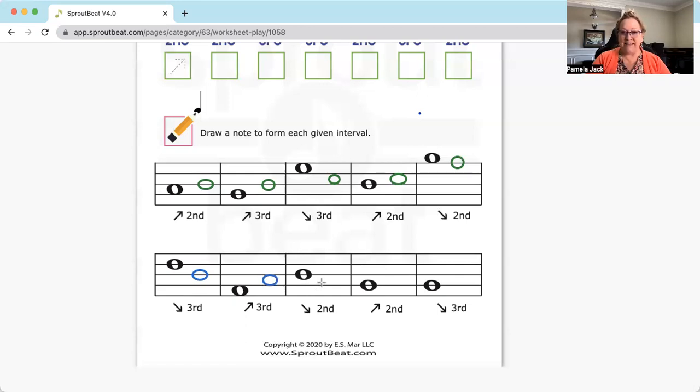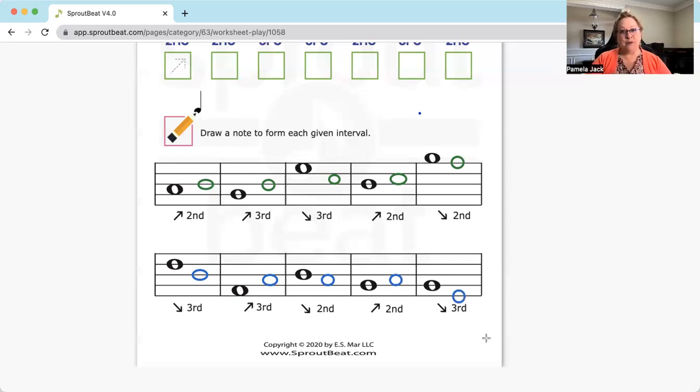A second, going down. The very next note, 1, 2. Line to space for a second. A second, going up. Line to space. There's your second, going up. And a third, going down. Line to line. There you go.